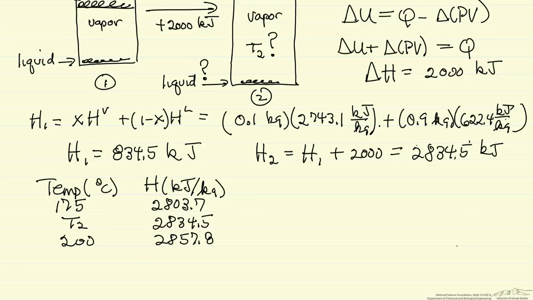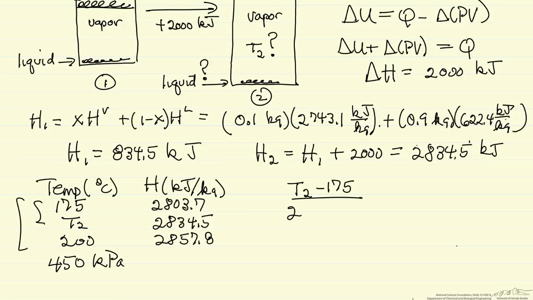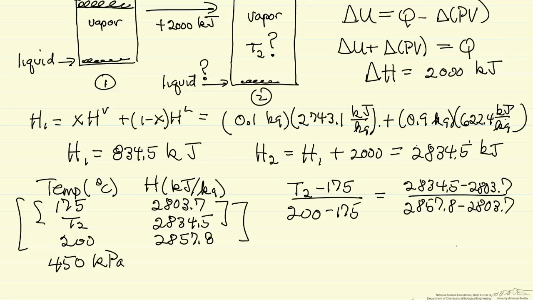So here are the steam tables. All at 450, right? Everything's at 450 kilopascals. And so T2 is somewhere between 175 and 200. So interpolation, T2 minus 175, this difference divided by the total difference in temperature, 200 minus 175, should be this difference in enthalpy divided by this difference. And so I can solve for T2.